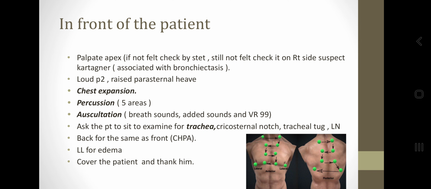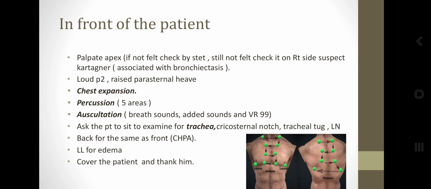Chest expansion in 3 areas in the front: supramammary, mammary, and inframammary. Take a fold of the skin and notice the movement of your thumb. With reduced movement, there will be limited expansion. Percussion in 5 areas: supraclavicular, clavicular, supramammary and inframammary, and also inside the axilla, in the mid-axillary line. Auscultation for breath sounds, added sounds, or vocal resonance by asking the patient to say 99.